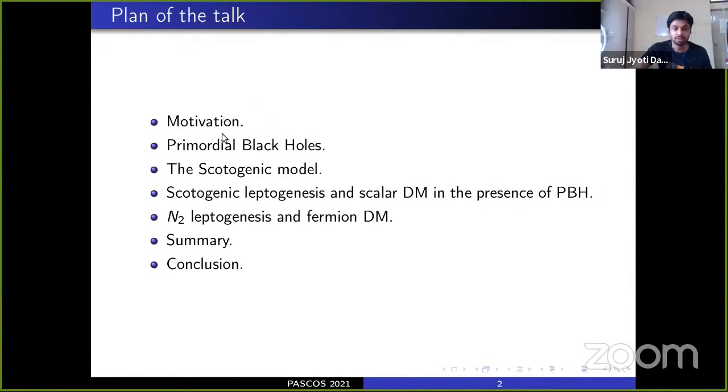I will start with the motivation behind this work. Then I will talk about some of the key aspects of primordial black holes. And then I will introduce the photogenic model, which is the setup we have used in our work. And then I will discuss how primordial black holes can impact leptogenesis and dark matter in our model. Then I will discuss another possibility of fermion dark matter in the same model. And then I will end with the summary and conclusion.